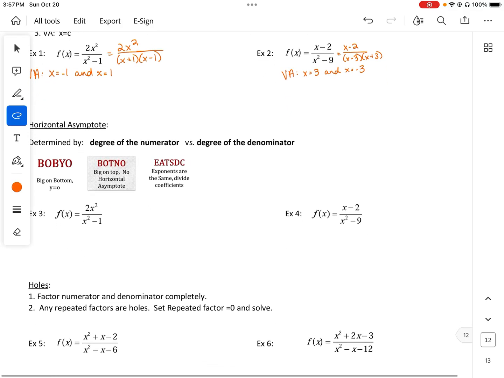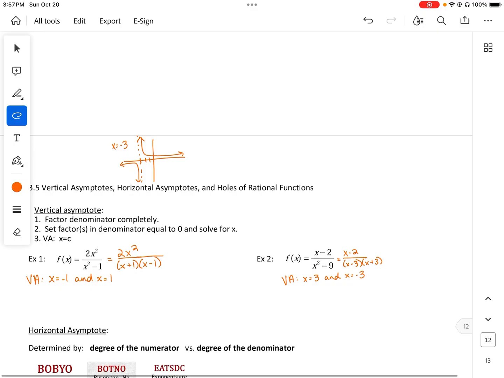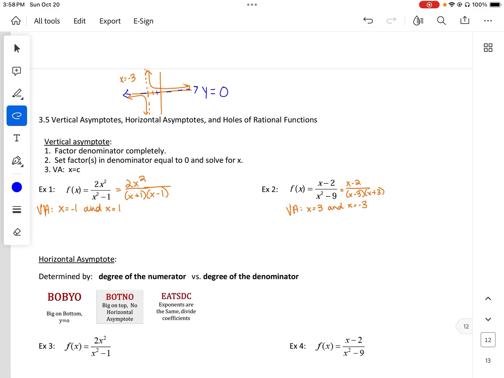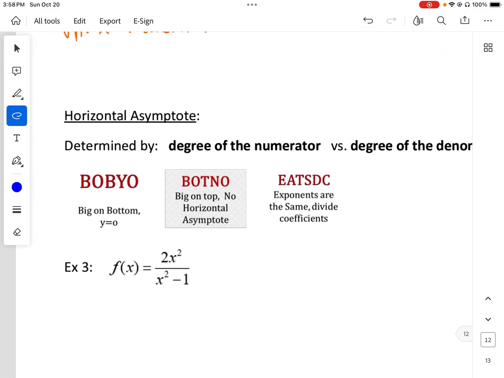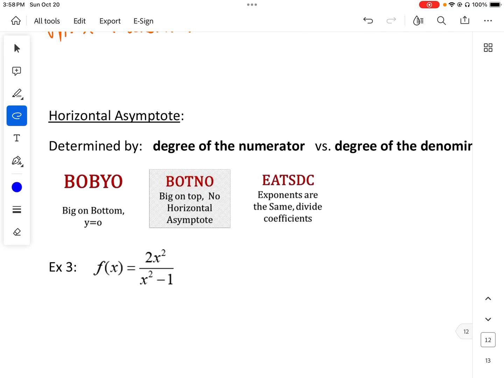All right, horizontal asymptote. So I'm going to look back at my example that I wrote here. This would be like this. This would be a horizontal asymptote at y equals 0. So you can have both horizontal and vertical asymptotes. You can have more than one. So what you look at is the degree of the numerator. Whenever we talk about the degree of numerator or denominator, we are talking about the highest power of x. That is what degree means.